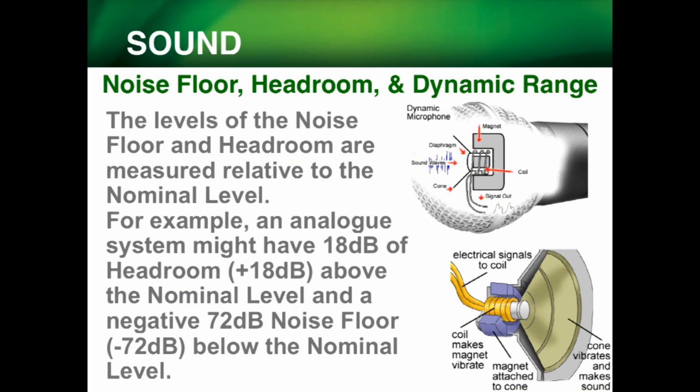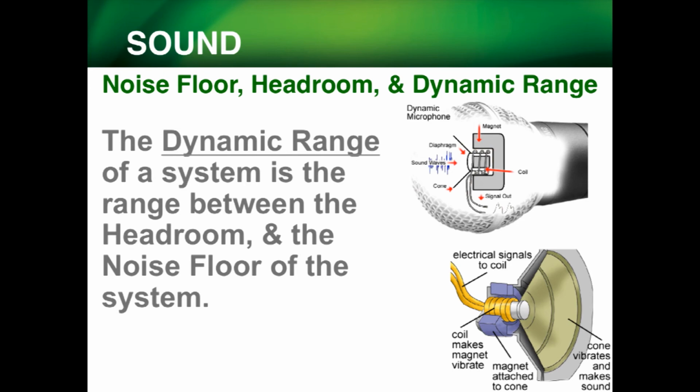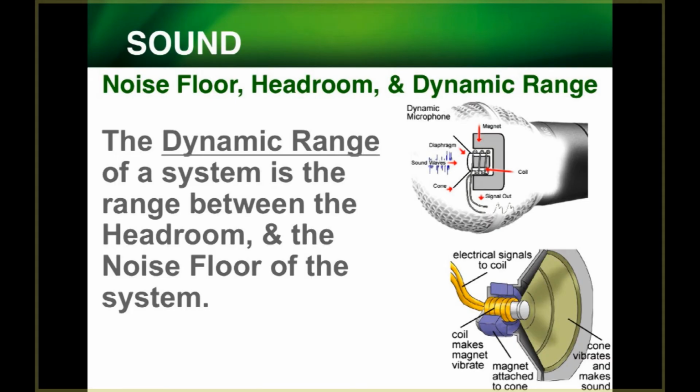What this all boils down to is what is called the dynamic range. The dynamic range of a system is the range between the headroom and the noise floor of that system. It means how many decibels do I have to record between the quietest point on the system I can record before I get noise and the highest sound I can record. What's that range?